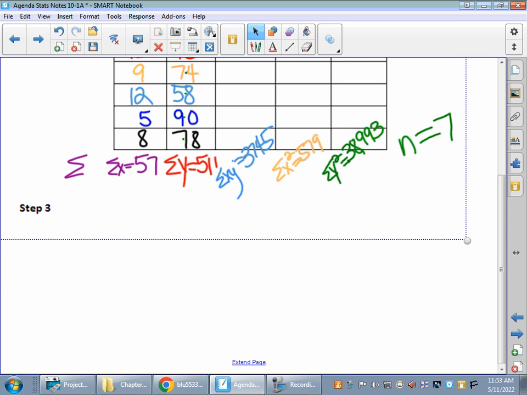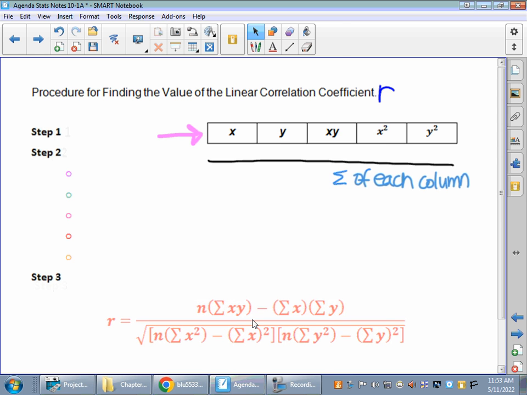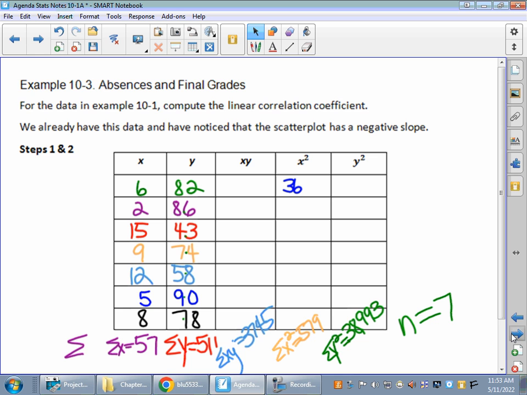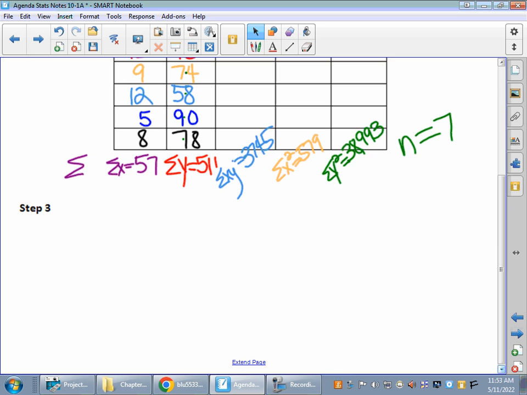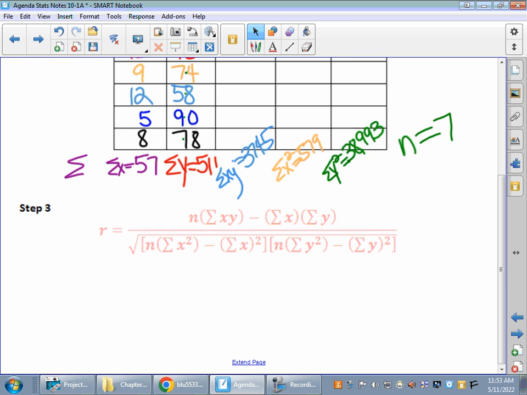So let me go back. Thought I had that formula in here. Let me go back for just a moment and grab this formula. Maybe I can grab that formula. Uh-oh, here we go. Got scared for a second there. I'm going to grab this formula and paste it so that we can get all the stuff that we need.